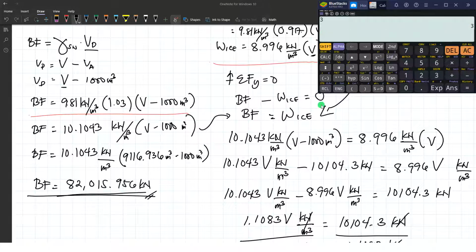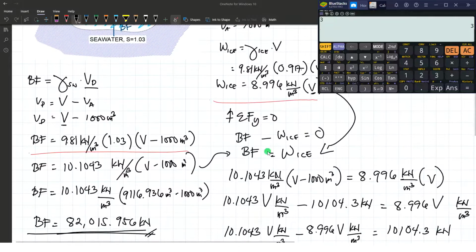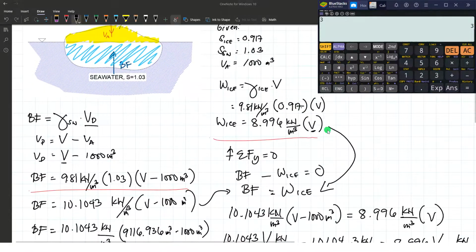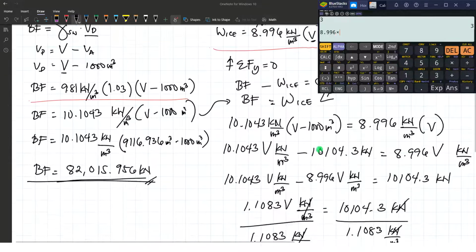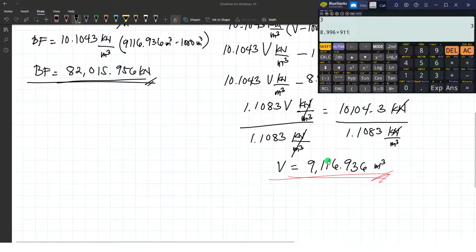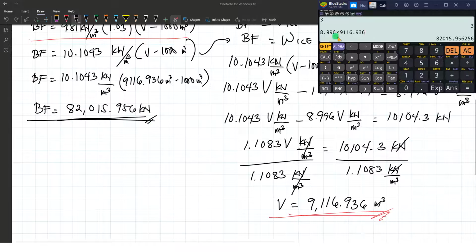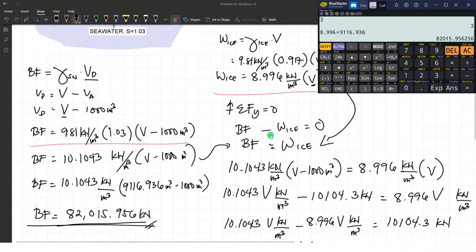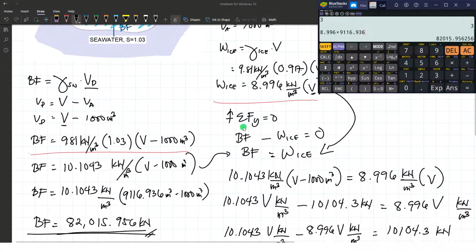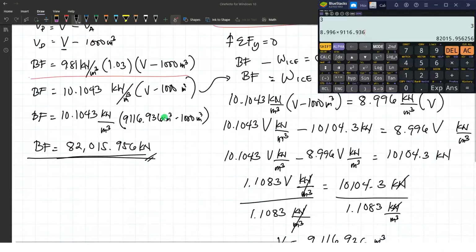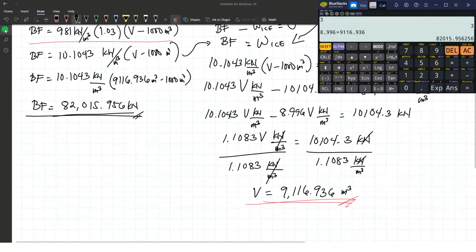Just to verify that the weight of the ice and the buoyant force are equal, I will multiply here in this equation 8.996 by V, which is 9116.936. Okay, so we have the same value for the weight of the ice when I substitute into this equation and the buoyant force. So we move now to the next problem.